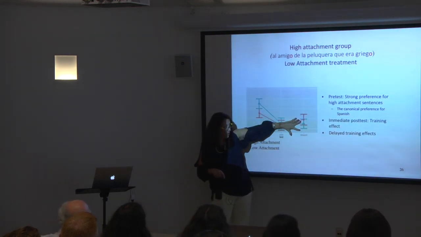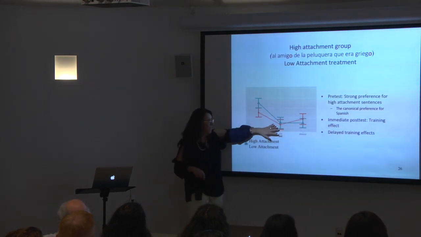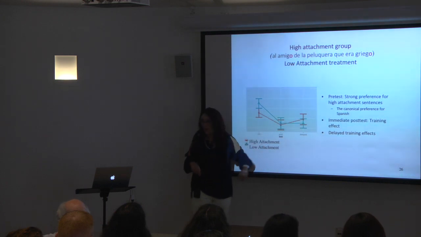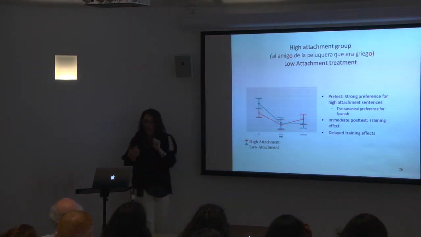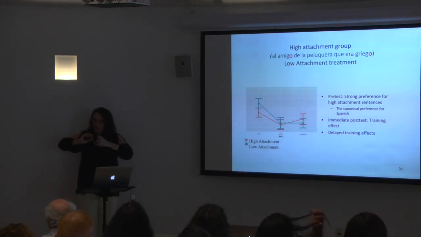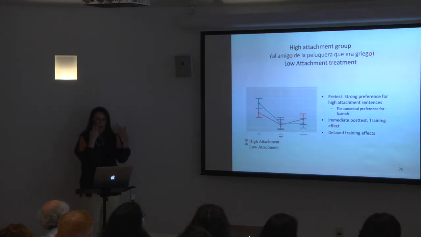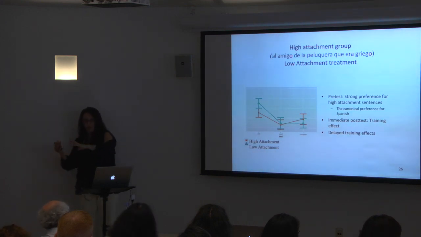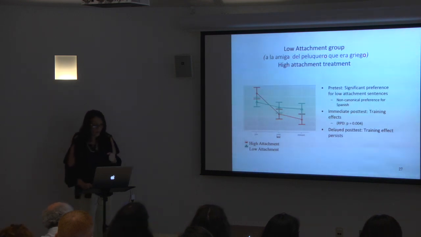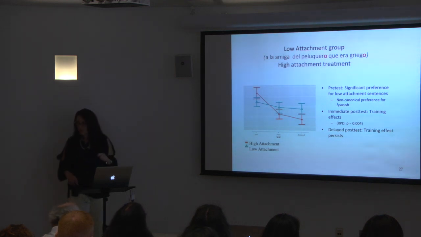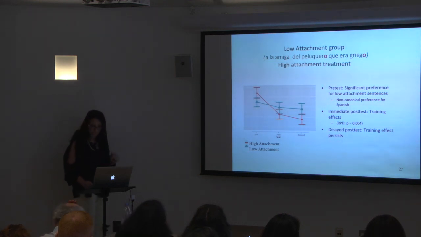A week later, you see they actually switched preferences, where now the sentences that they first favored, now they disfavor. See, this is lower, this is higher than this, and the sentences that they disfavored, they now favored. So what seems to be happening is that being exposed for a very short period of time to input that does not favor what they normally would actually changes the way they're processing language. And we find a similar result for the other group, okay?